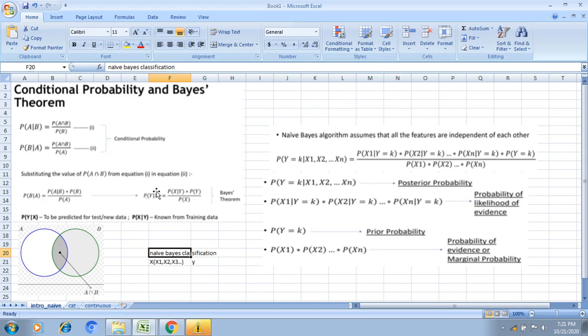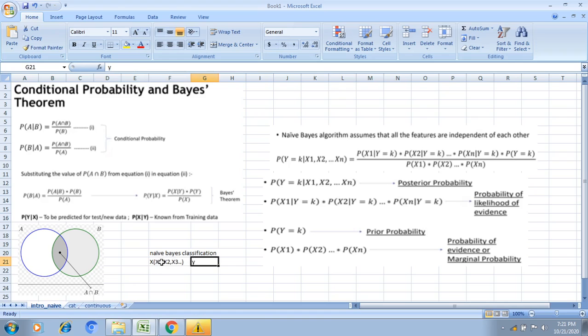Probability of Y given X is my prediction for the test and new data. Probability of X given Y is known from the training data. This is my training data, and this is my test or new data. For the prediction, we can use the Bayes theorem. This is the theorem for one independent variable and one dependent variable, one X and one Y. If we have that case, we can use this equation.